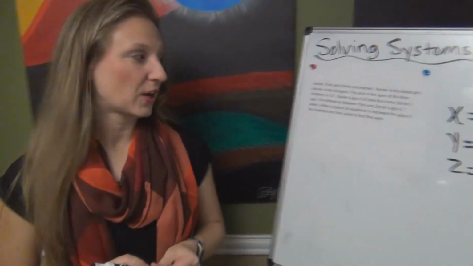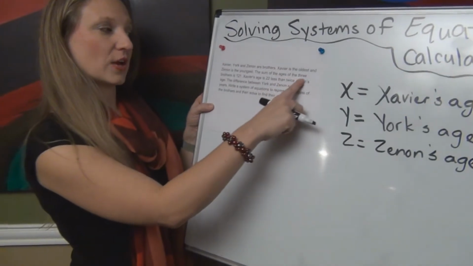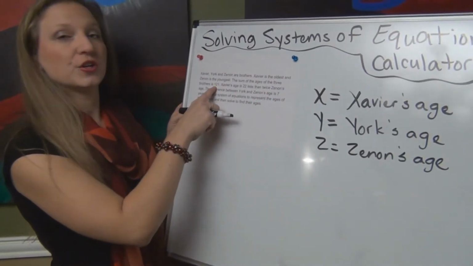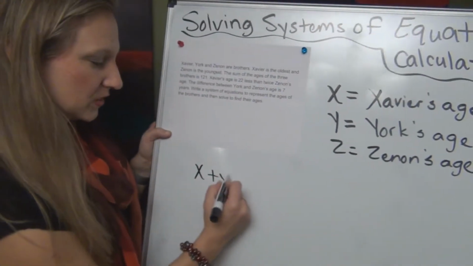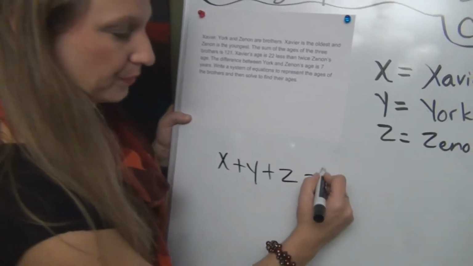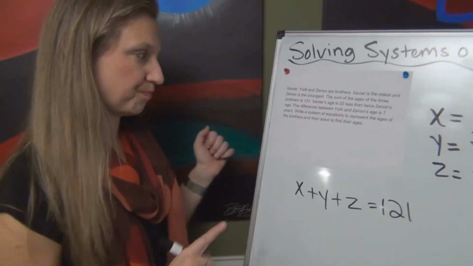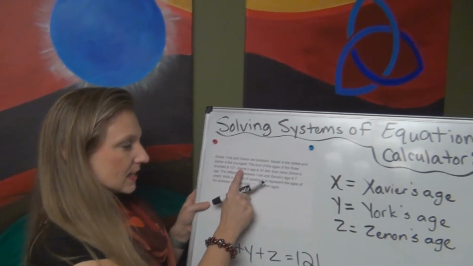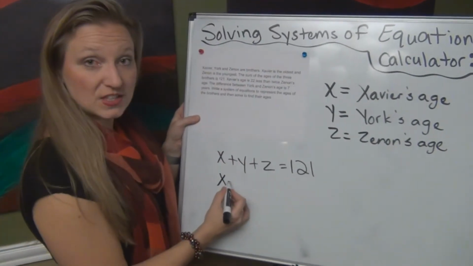All right, so let's write our equations. The first thing it tells us is the sum of their ages is 121. So if I add up all their ages, X plus Y plus Z, it's going to equal 121. That's the first equation.